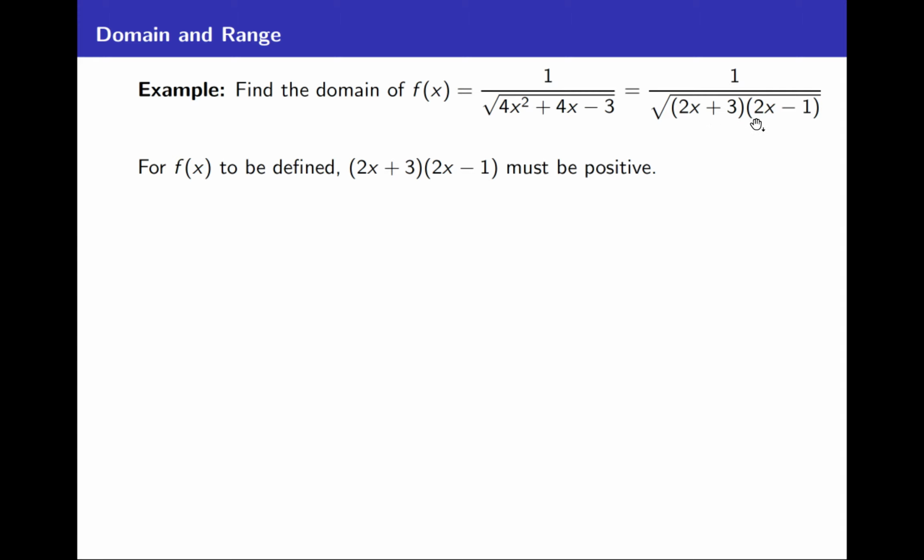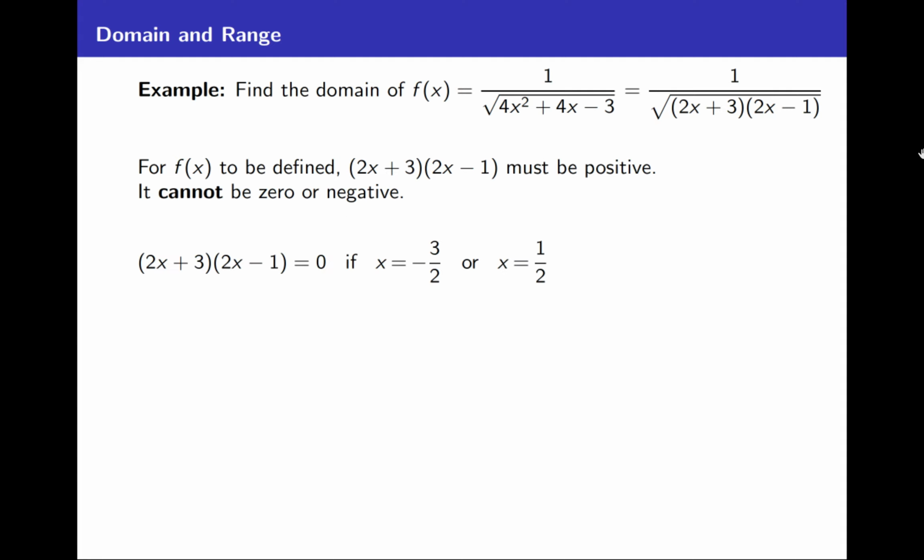Nor could this expression be 0 because then we'd be dividing by 0. So (2x plus 3)(2x minus 1) has to be positive in order for f to be defined. It cannot be 0 or negative. Those are not allowable values. So in finding the domain, we could look for the values where this function is 0 or negative and exclude those.